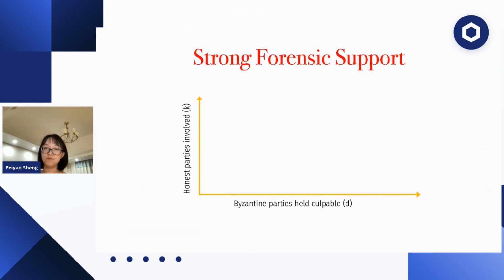So to summarize what we get so far, let's visualize those parameters in a figure. We say HotStuff has forensic support with D equals T plus 1 and K equals 1. This is a very good result because, as we can see, T plus 1 Byzantine nodes are enough to mount an attack. Thus, T plus 1 is the best possible we can detect. And it requires only one honest node's transcript to obtain the evidence. Thus, we call it strong forensic support.